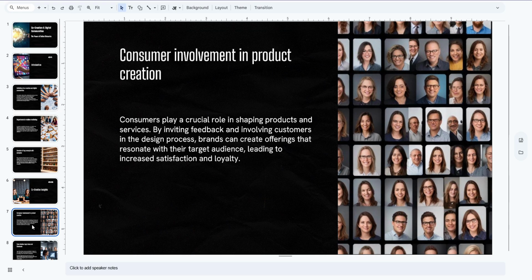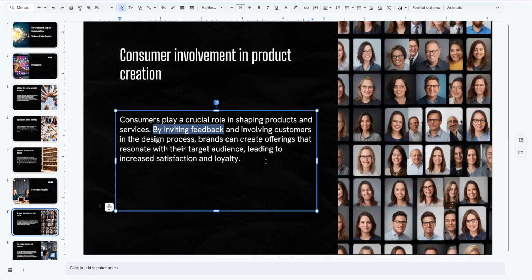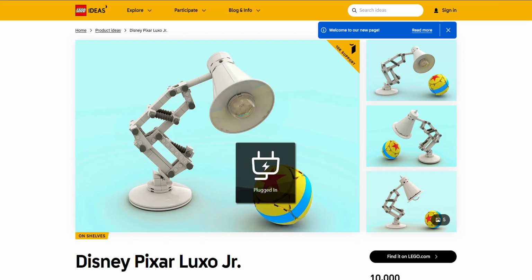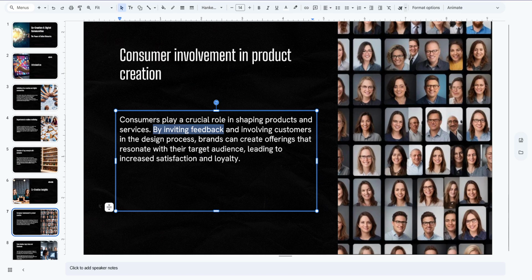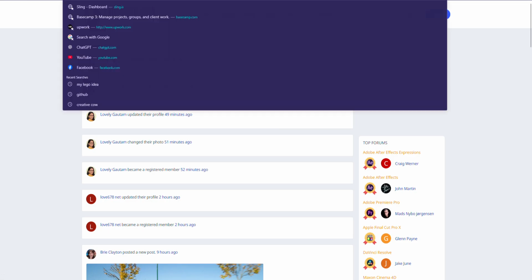So co-creation insights, consumer involvement in product creation. Consumers play a crucial role in shaping products and services by inviting feedback and involving customers in the design process. Brands can create offerings that resonate with their target audience, leading to increased satisfaction and loyalty. Just like in the case of Lego, this is ideas.lego.com. And when we are saying feedback, then these feedbacks are here.